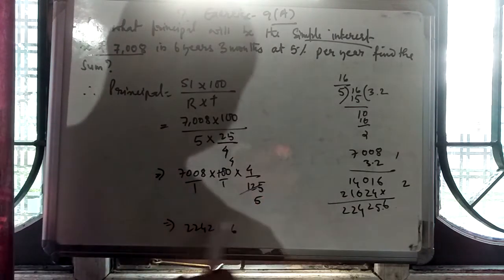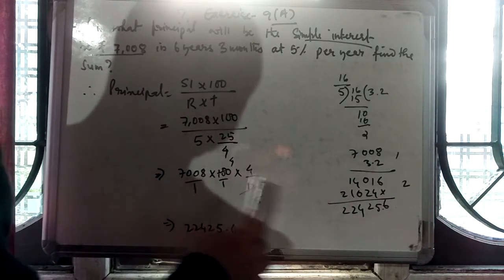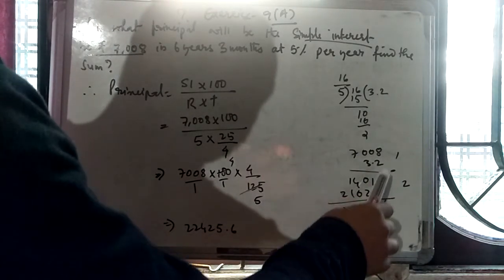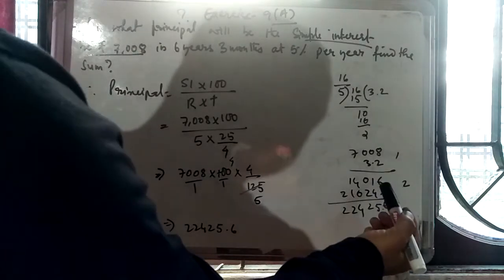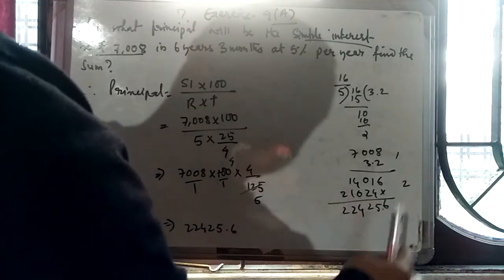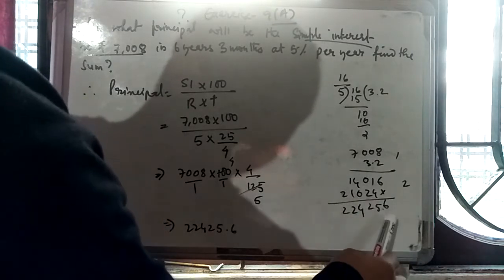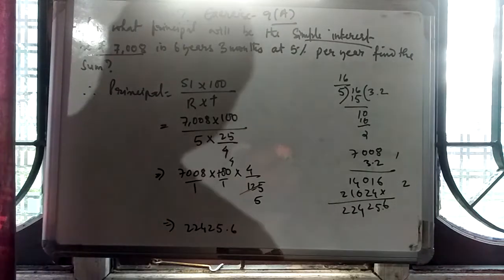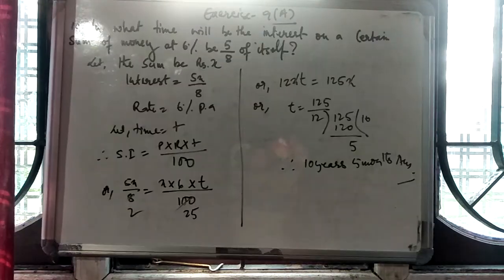Now the number we got here, 3.2, is multiplied by 7008, and we got 224256. As we have one decimal place in 3.2, the answer takes one decimal place. In place of that we put the decimal and finalize the answer. This is the solution of the second question.